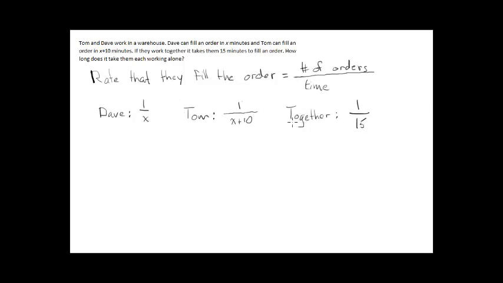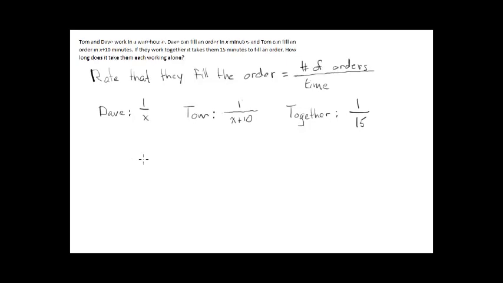Okay, so we have these three rates. Now notice this one is them working together. So we're going to make an assumption here that if you add the two rates together, that would be the rate at which they work together. That means they don't slow each other down working together at all. So 1 over x plus 1 over x plus 10 is equal to 1 over 15. That's Dave's rate plus Tom's rate equals Dave and Tom's rate, which should make sense.